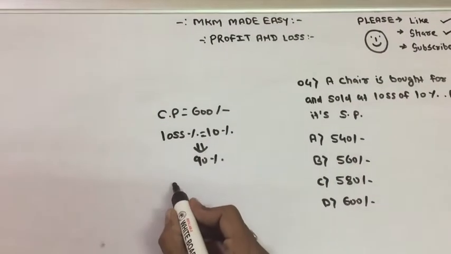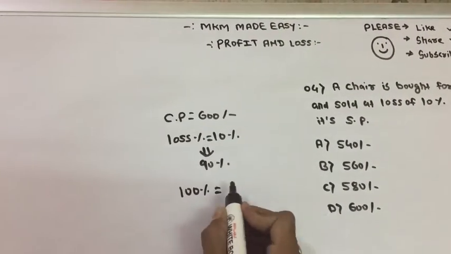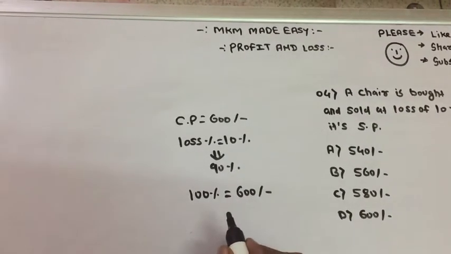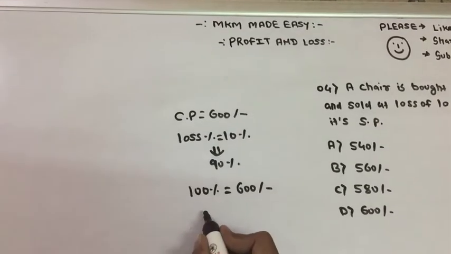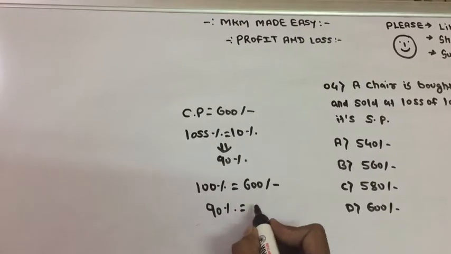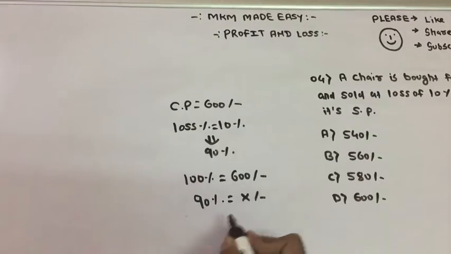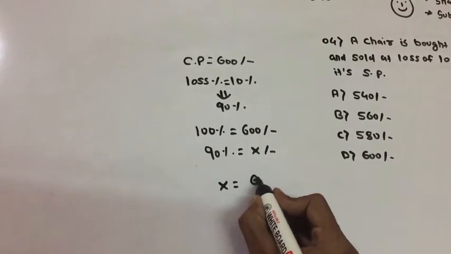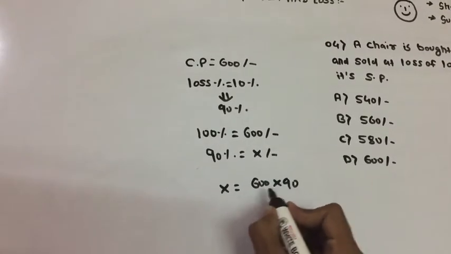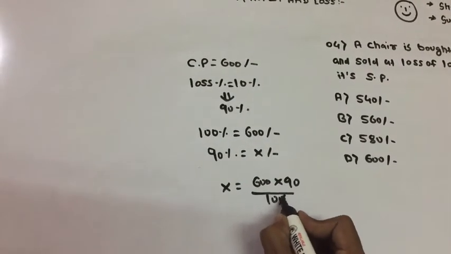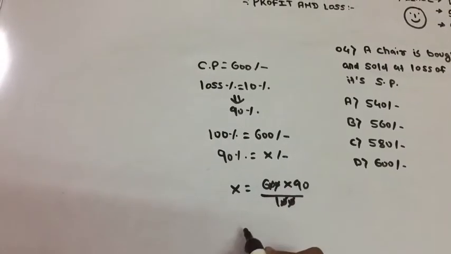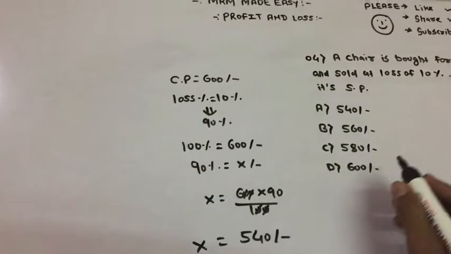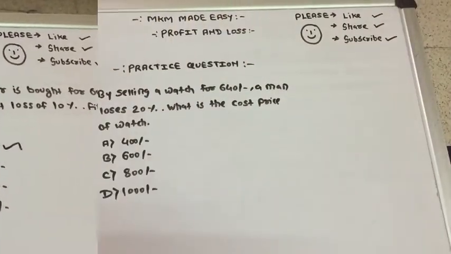Always take 100% equals the cost price, so it will be 600 rupees, and the person is suffering a 10% loss, that means 90% will be equal to x rupees. If you cross multiply this, you will get the value of x, which is nothing but 600 into 90 divided by 100. If you cancel this, it will come out to be 540 rupees. So your answer will be this one.